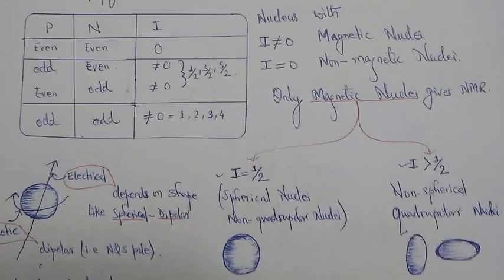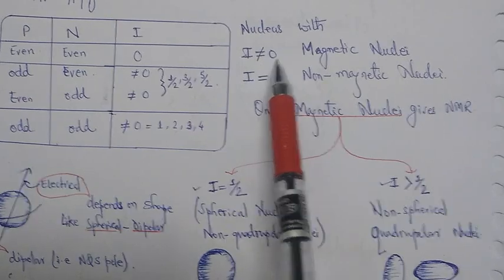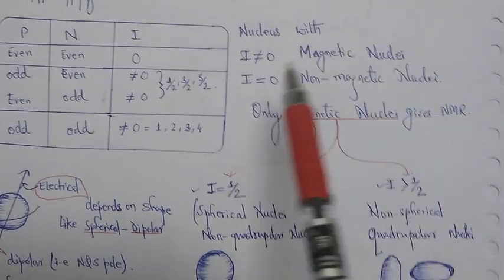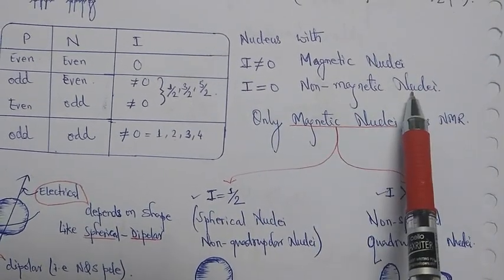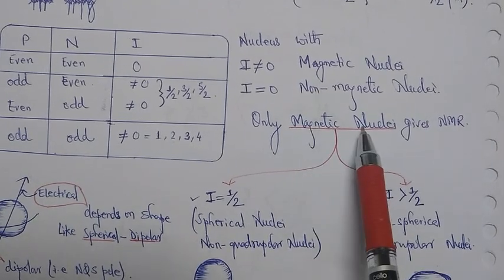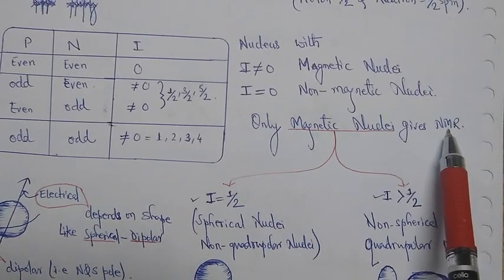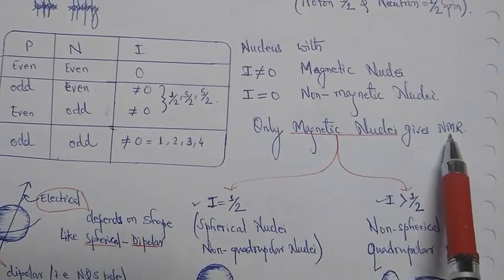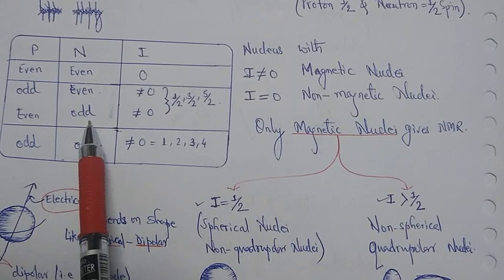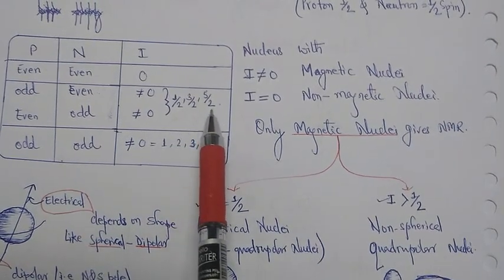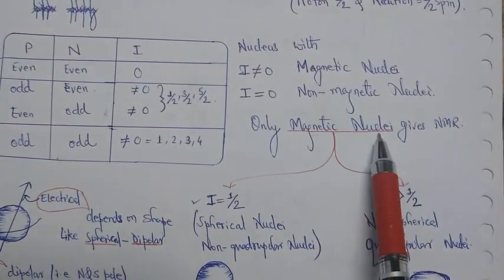Now let us see what this nuclear spin has to do with NMR spectroscopy. If nuclear spin I equals 0, then it is non-magnetic nuclei. If nuclear spin I is not equal to 0, then it is magnetic nuclei. And magnetic nuclei are the only ones which give NMR spectroscopy. This is the thing to be remembered. Now if we see in our table, in the second row, one odd, one even, and if we swap them to even, odd, we are getting fractional forms 1/2, 3/2, 5/2 as I. So these all are magnetic nuclei.